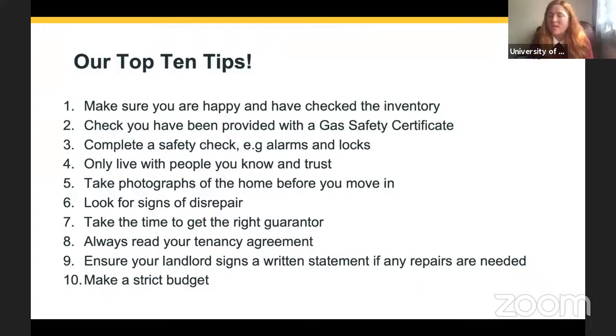So we've also said complete your own safety check. So while you're there, make sure the alarms are working, make sure that all of the locks work in the house, because often, you know, a key gets broken and it's very important for your own safety. We've spoken about this when we were talking about joint tenants, but try your best to only live with people that you know and that you trust and that aren't going to leave you stranded, having to pay all the rent yourself.